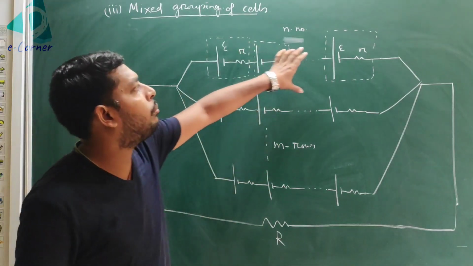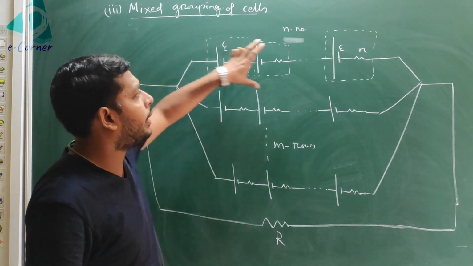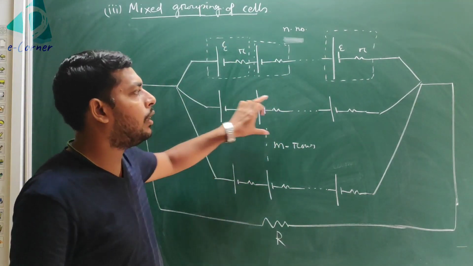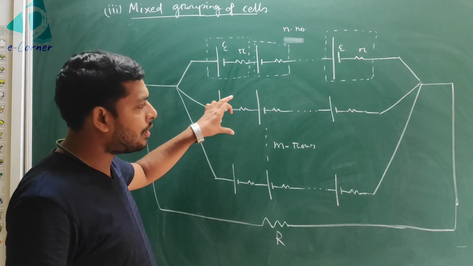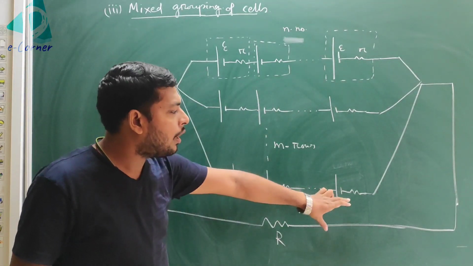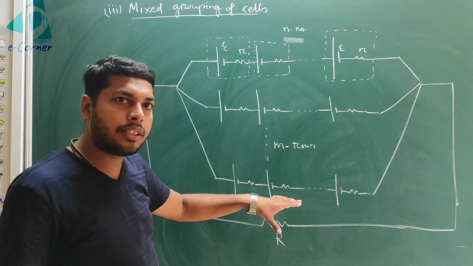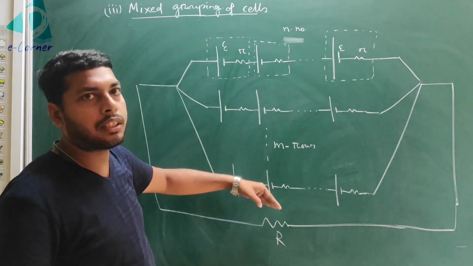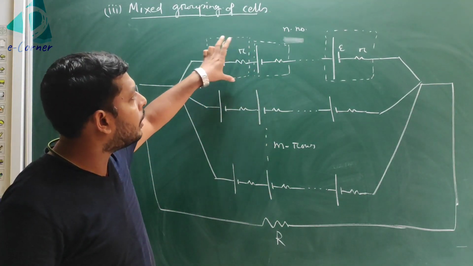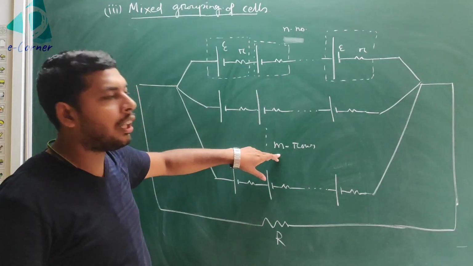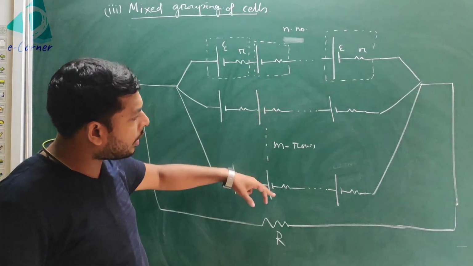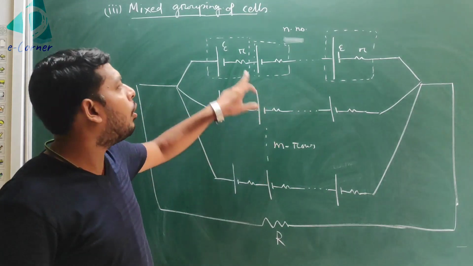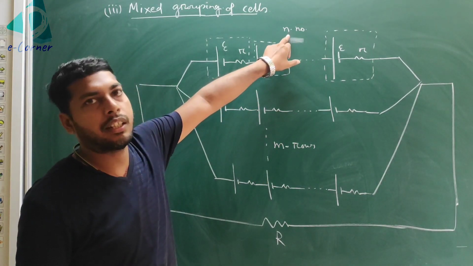Alright, n number of cells are connected in series. Here also the same thing, n number of cells are connected in series, and m rows are there. Alright, this is one line, and there are m lines. So in parallel we have m, and in series we have n. Got it?